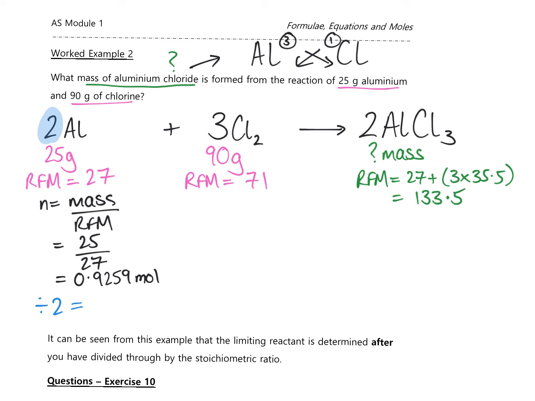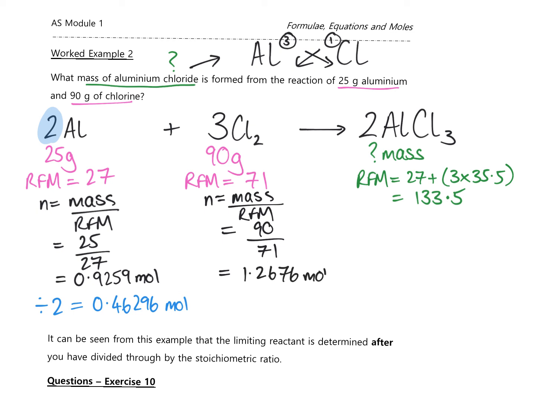And that should come out as 0.46296. And that again probably continues, but we'll round it off to there for now, and then we'll use it as accurate later if we need to use that one. Let's do the same for chlorine. So we're doing n equals mass over RFM. Our mass is 90. Our RFM is 71. That should come out as 1.2676 moles. And again, that might continue. What do I do at this stage?